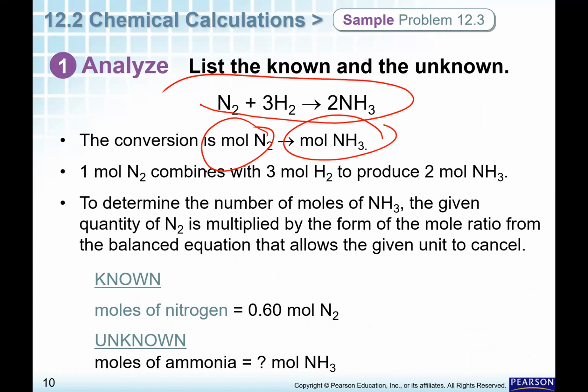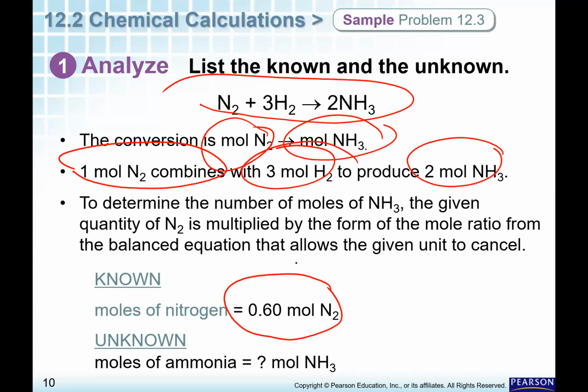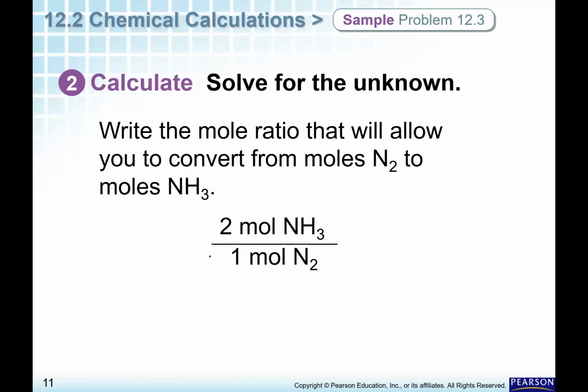And 1 mole of nitrogen with 3 of hydrogen produces 2 moles of that. That's just analyzing the question. What are the known quantities? This is the 0.6 moles of nitrogen. What is needed to be known? The unknown is the moles of ammonia. Okay, so on that basis, we move on.